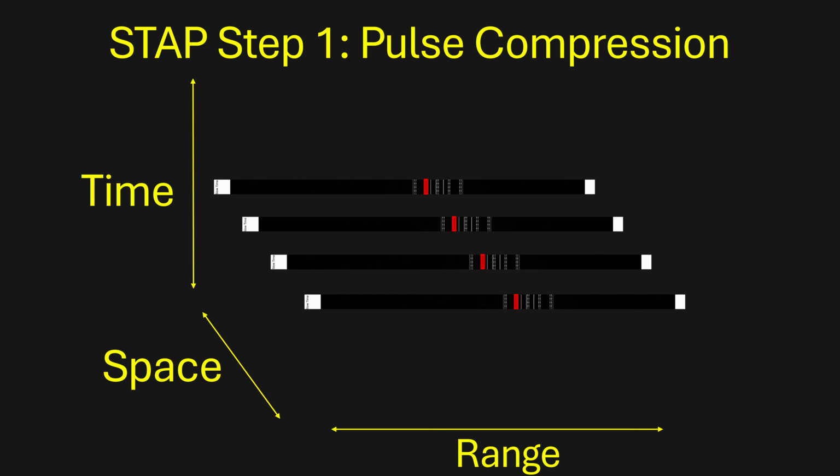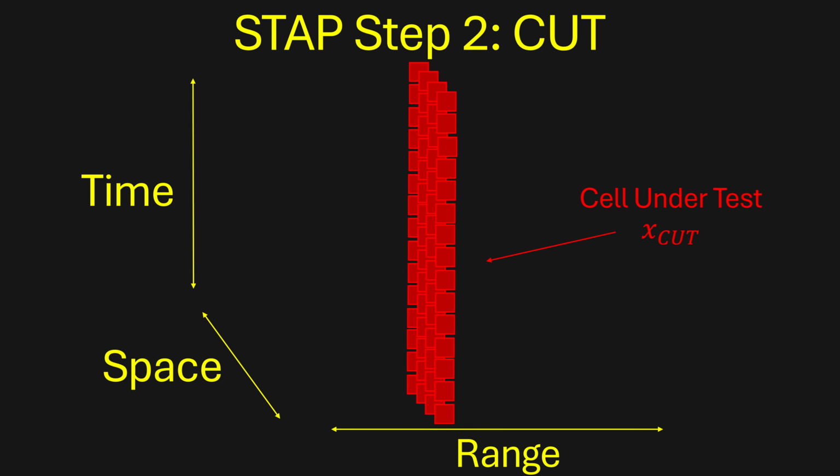Now we're going to zoom in on a single range cell to explain how this works. What you see here is our cell under test. There are 15 pulses sampled over 4 antennas, so 60 values per range bin.